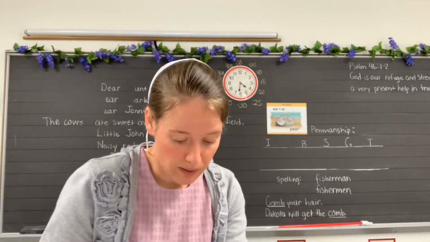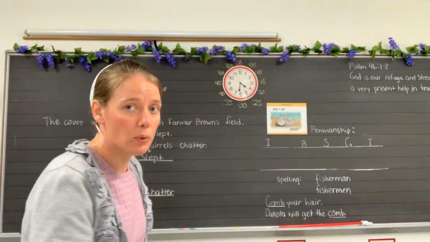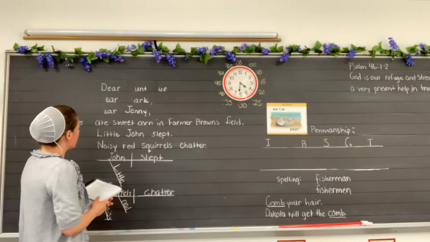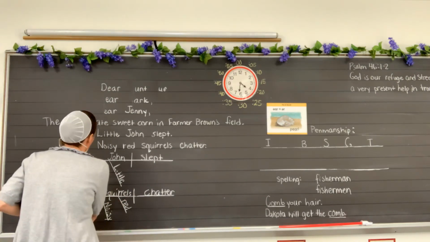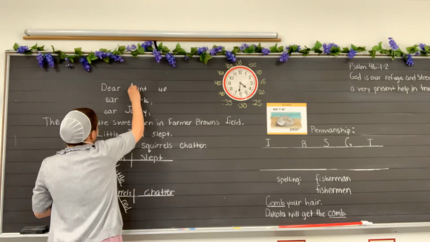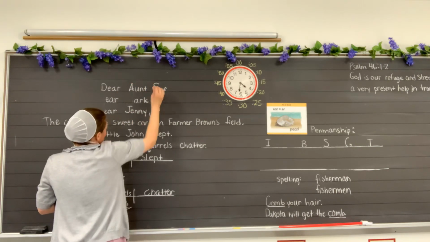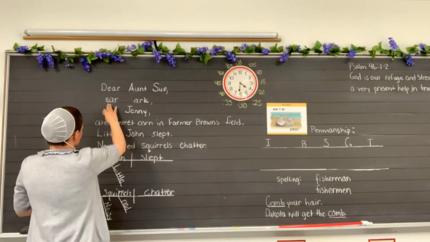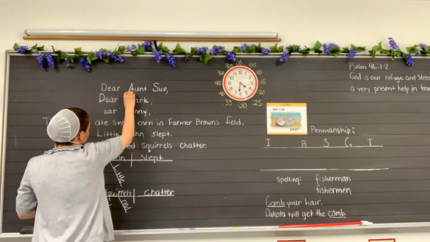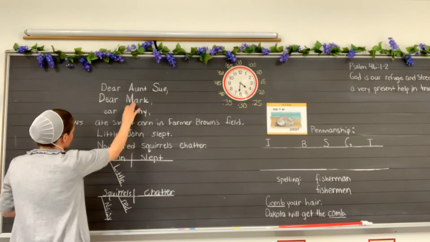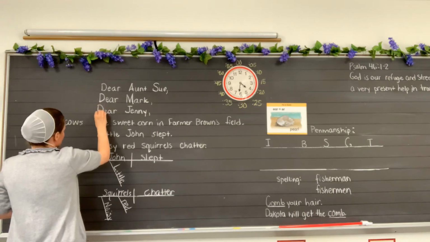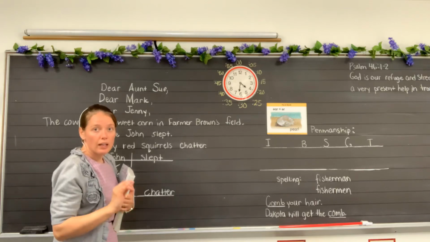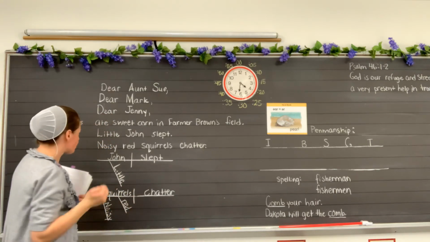Okay, let's take time to look at some greetings here on the board. We have Dear Aunt Sue. So I would need to write a capital A here and a capital S for Sue. And then don't forget your comma at the end of Sue. And this is supposed to say, Dear Mark. So again, we get capital letters in there. And then, Dear Jenny, comma. So don't forget your capital letters and your commas in your greeting.